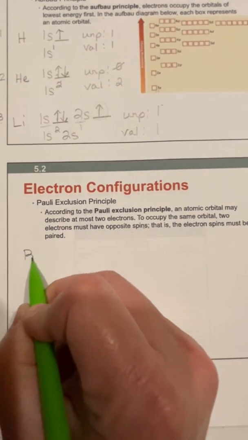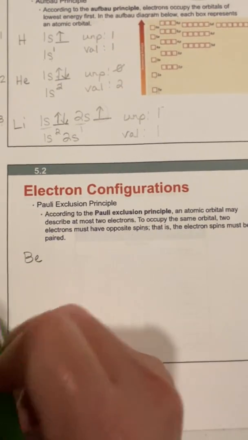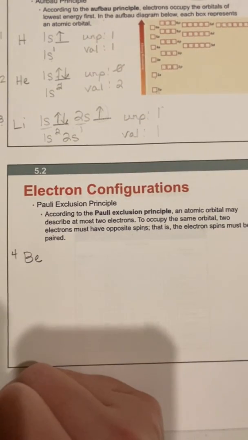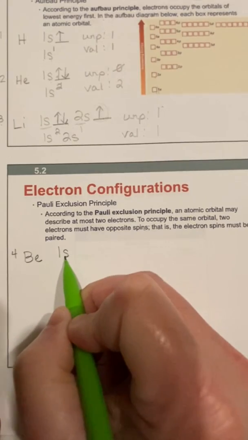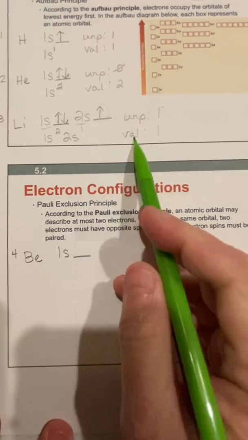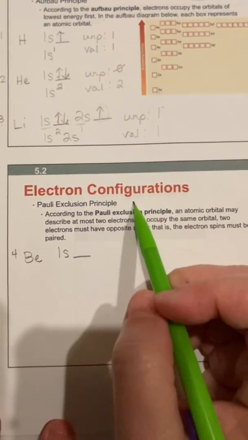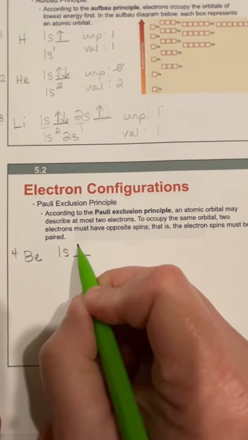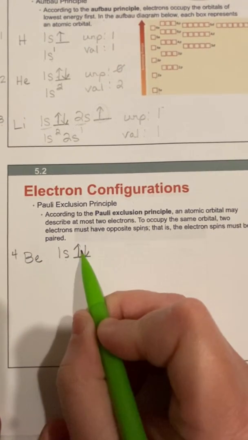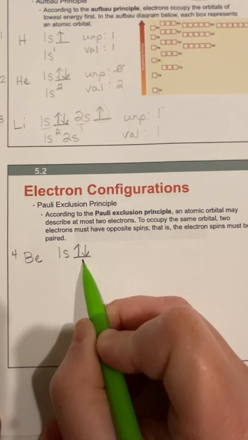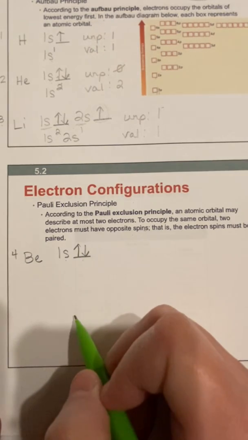I'm going to do beryllium first. So beryllium is actually number 4 on the periodic table, meaning it has 4 electrons. So I've got to fill the 1s first. Again, we have to follow both these rules together at this point. So lowest energy gets filled first. I can only put 2 electrons in an orbital, and I have to show them with opposite spins.